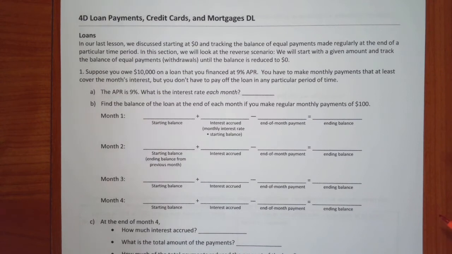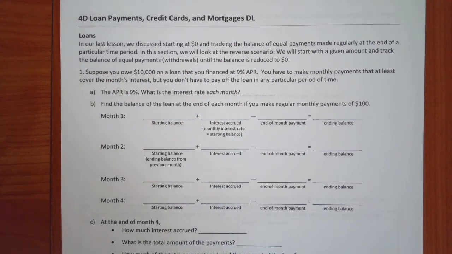and see why it is different. Okay, so suppose you owe $10,000 on a loan that you financed at 9%. You have to make monthly payments that at least cover the month's interest, but you don't have to pay off the loan in any particular period of time. So you get to kind of make the decision.